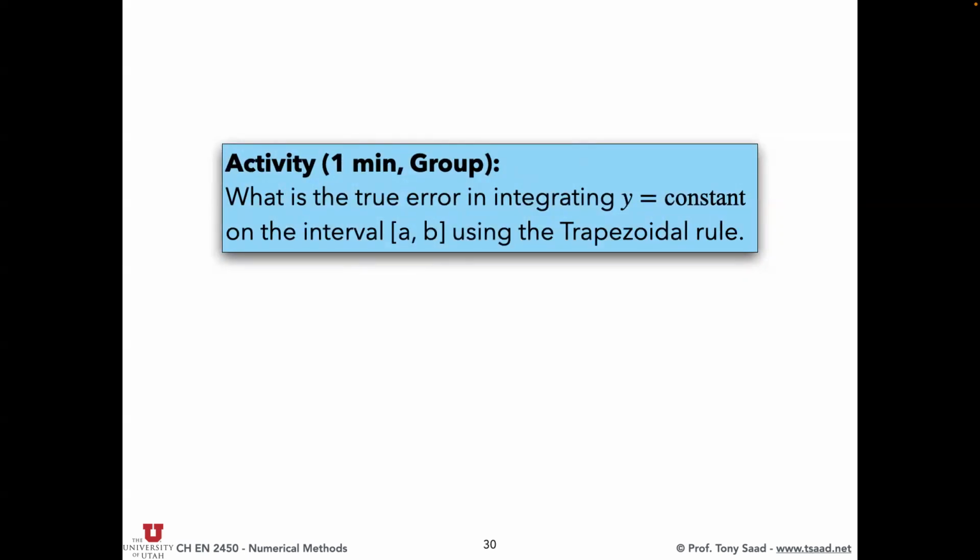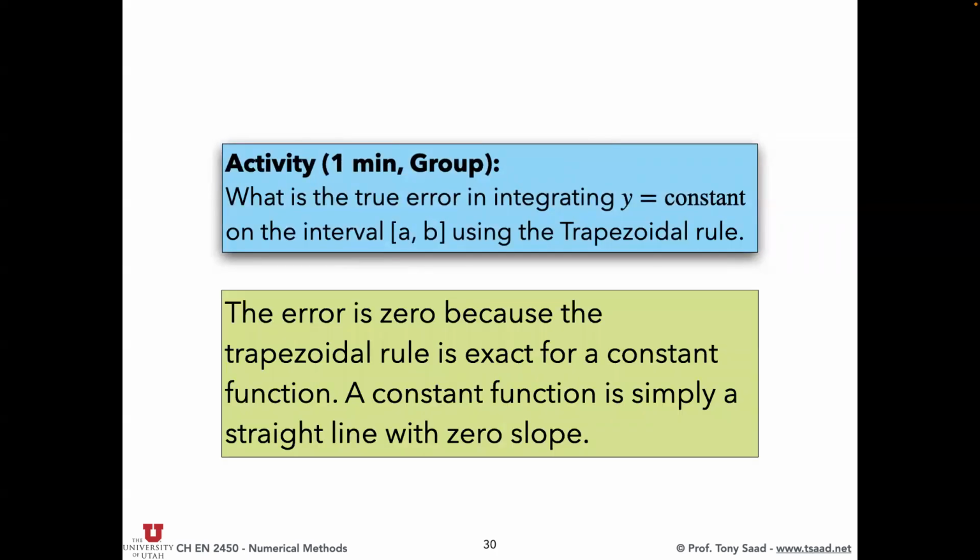It's also 0 because the average of the 2 points is the same. Okay, that's one way to look at it. Correct. So a constant function is a straight line with 0 slope. Now the trapezoidal rule is exact for a straight line. It's also going to be exact for a constant. So it's a rectangle, right? So the error is 0 because the trapezoidal rule is exact.